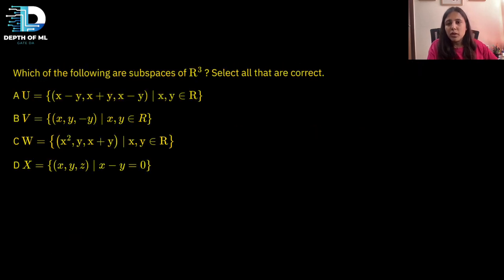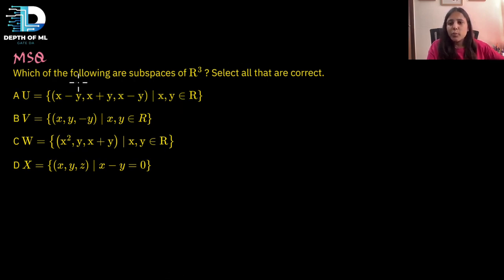Moving on, let's see this question. Here it has been asked which of the following are subspaces of R3, and we have to select all that are correct. So this is an MSQ kind of question, multiple select question. Multiple answers can be correct, multiple options can be correct from this. So let's see this.